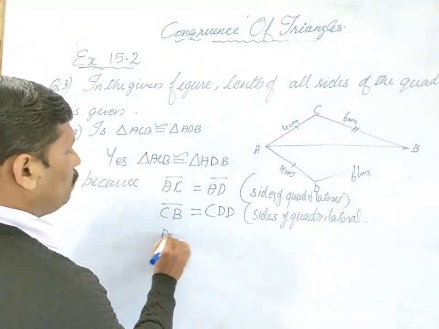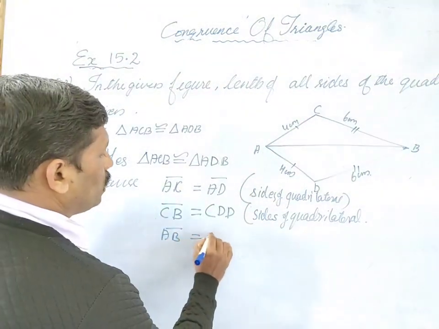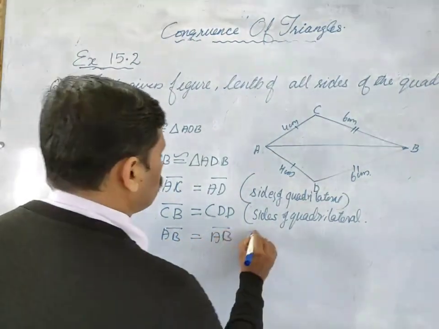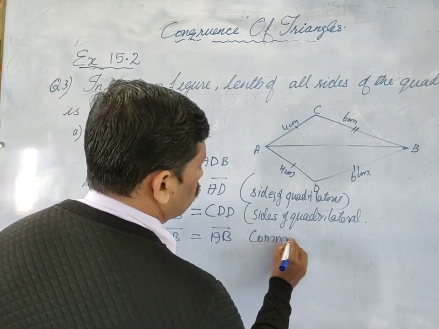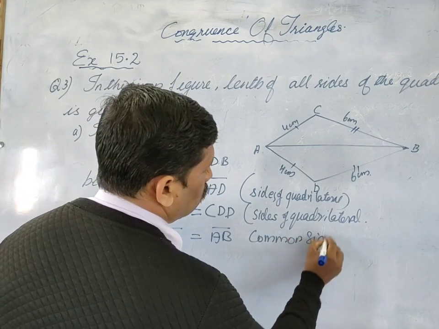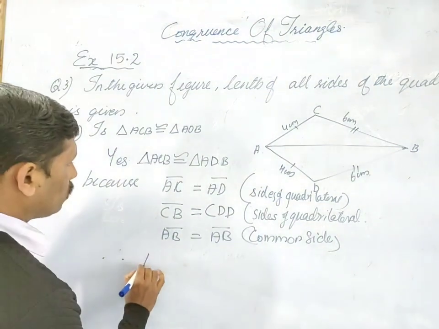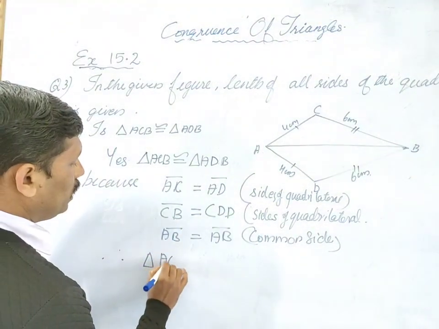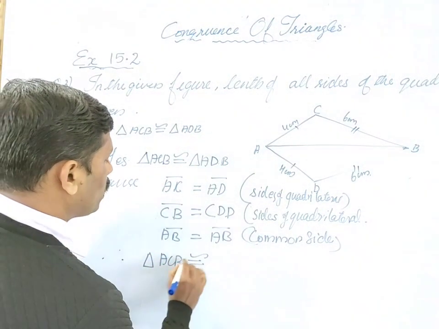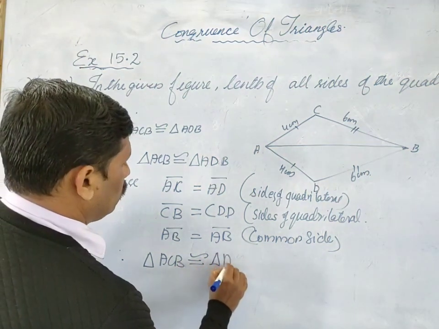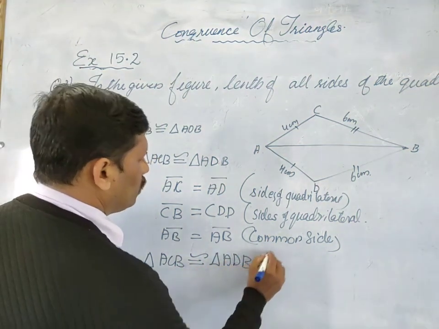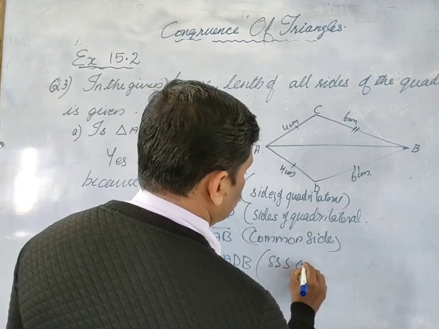And side AB is equal to side AB. That is the common side. Therefore, we can say that triangle ACB is congruent to triangle ADB. Yes, by the SSS condition.